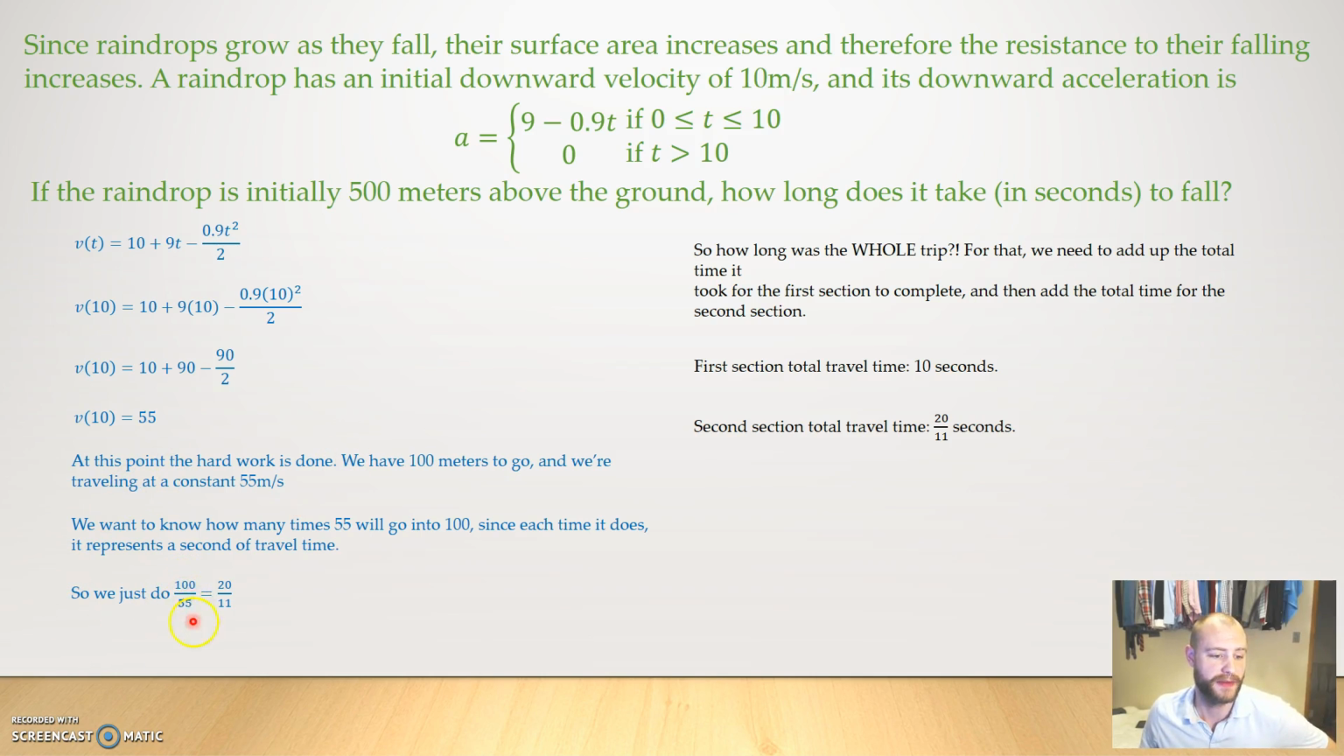Okay? So that's all I do here. We just do 100 divided by 55. 100 is the remaining distance. 55 is the final speed. And if you simplify that, you can divide by 5 on top and bottom. You get 20 over 11, which no longer simplifies. So how long was the whole trip? Because that's really what they're interested in.